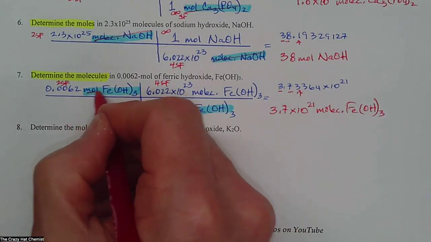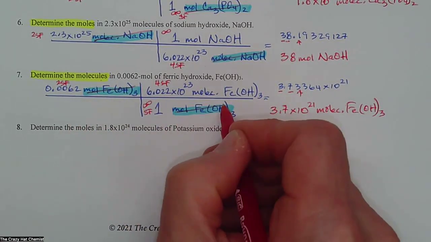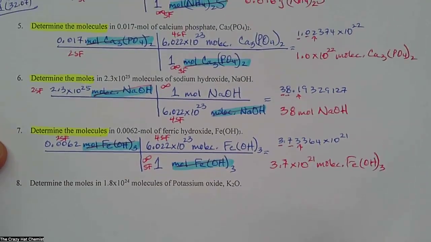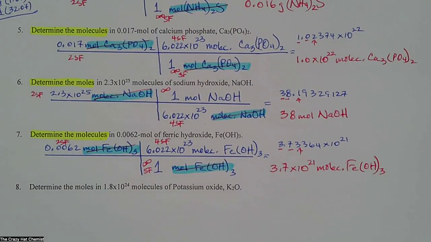We are canceling out the moles of ferric hydroxide from the numerator to denominator. You should see that this problem number 7 is very similar to the problem number 5. It's the same setup, and that's because you start off with moles and you end up with molecules. Now we're going to do problem number 8, and problem number 8 is just like number 6.